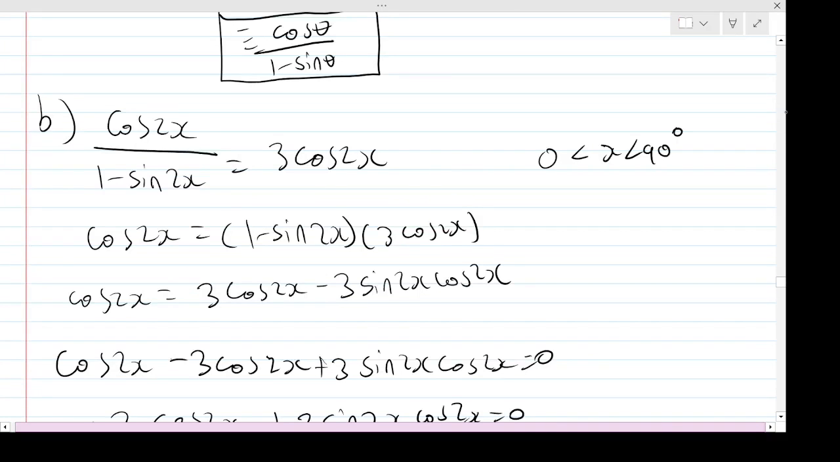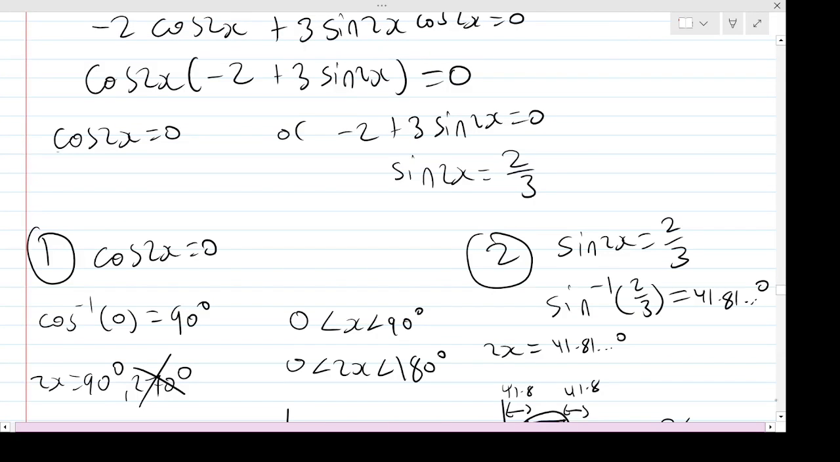Where was it? Here, right? So we had, instead of x, 2x, so we needed to double our interval, and that would be the range of values we need to consider. Other than that, it's pretty much the same as what we did last time.